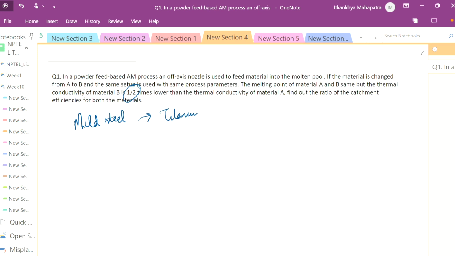Okay, the setup is the same. All the process parameters, input parameters are the same. The melting points of materials A and B are also the same, but the thermal conductivity of material B is half that of material A. Find out the ratio of the catchment efficiencies for both the materials.